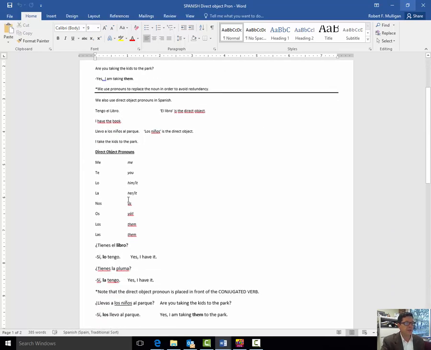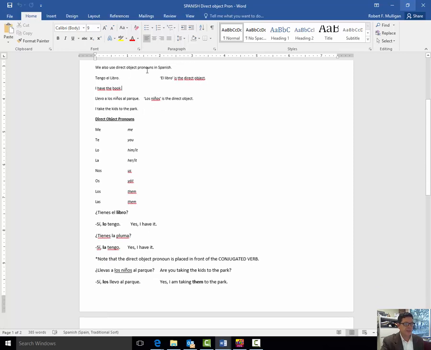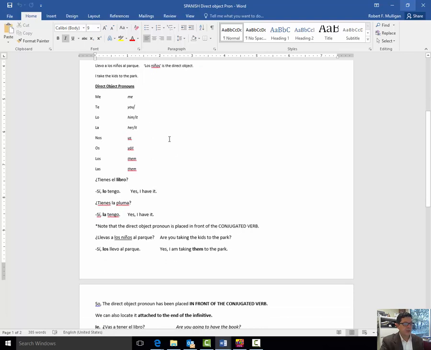Now, we use the pronouns to avoid the redundancy, as I said, and here are some examples. Tengo el libro. I have the book. El libro is the direct object. What is it that I have? The book. If you go down, here is the list of pronouns, by the way, and if you go down here to the question, ¿Tienes el libro? Sí, lo tengo. Yes, I have it. Or literally, it's saying, yes, it I have. Note that the direct object pronoun is placed in front of the conjugated verb.